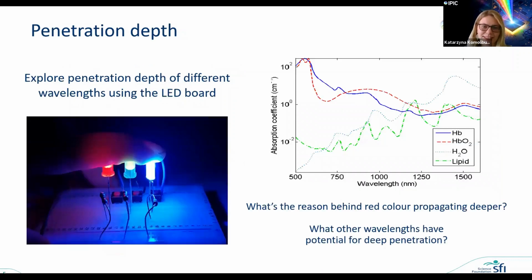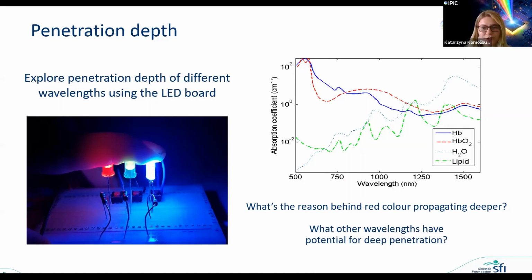Next slide, Marcelo, please. The first activity that we planned for you is exploration of the penetration depth of different wavelengths. You can see on the left-hand side of the screen a picture of one of the people from our group holding her finger on top of three different color LEDs. You can see that all the colors propagate a little bit differently. We would like you to explore that in a bit more detail.